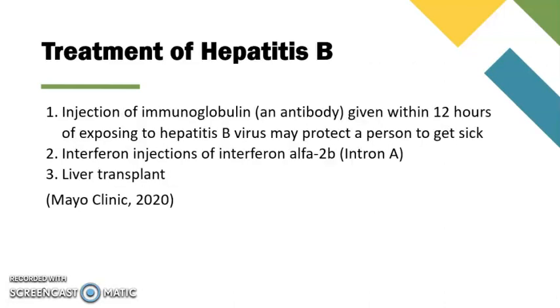Treatment of hepatitis B. There are 3 main treatments of hepatitis B. The first one is injection of an antibody, which can be given within 12 hours of exposure to the hepatitis B virus and may protect a person from getting sick. The second one is injections of interferon alpha 2B. And then if the liver keeps getting damaged, people with hepatitis B would have to get a liver transplant.